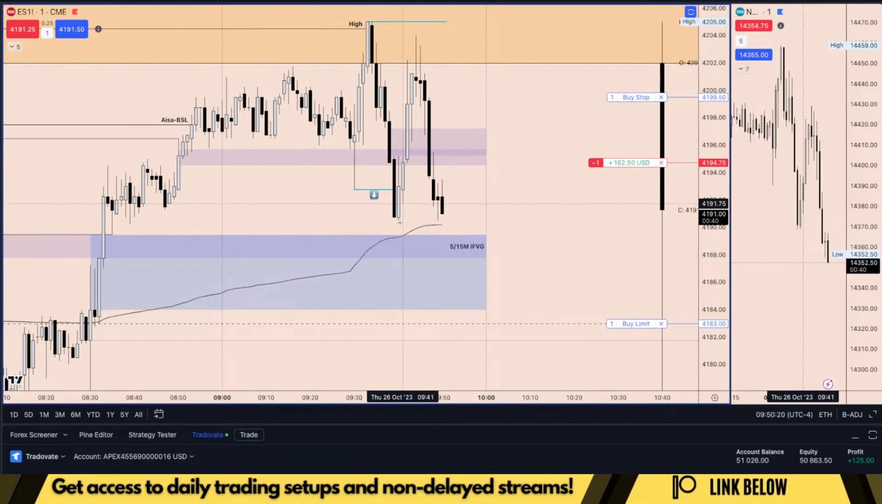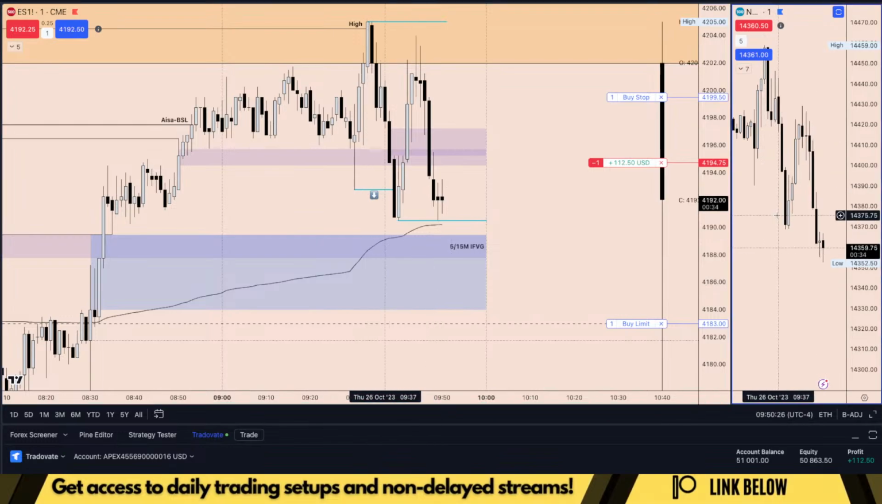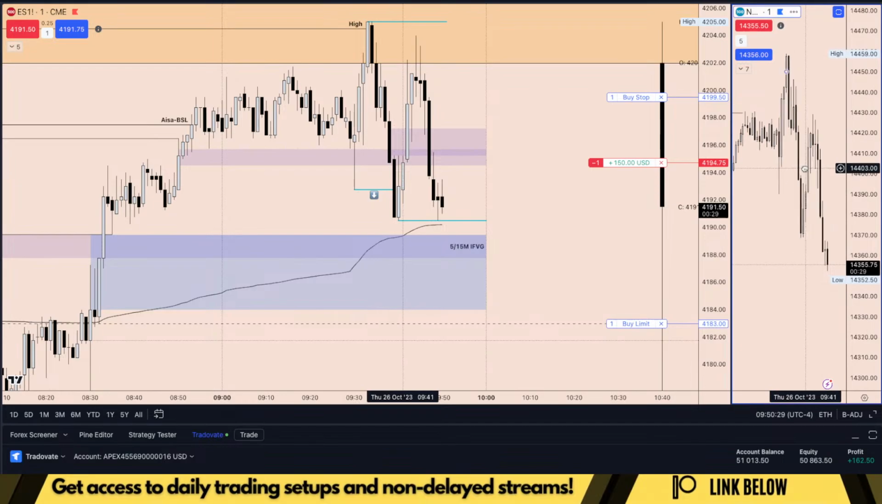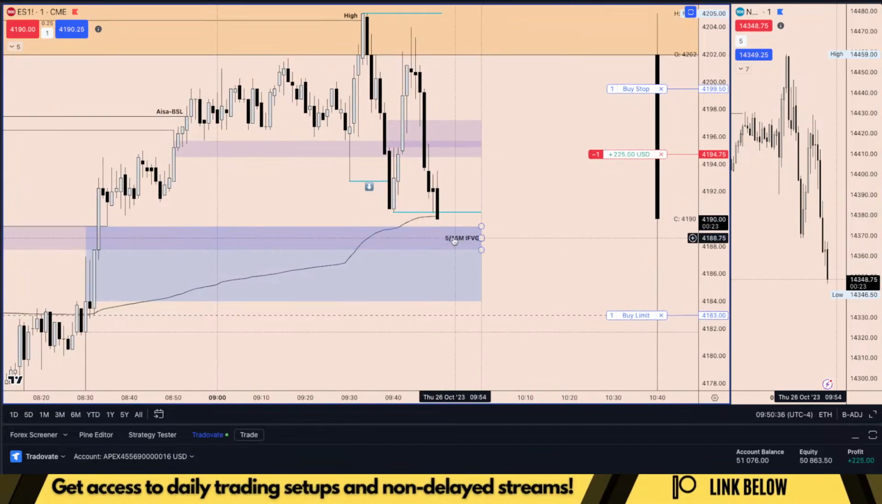Let me mark out these equal lows right here on ES. So I hope the model is clear also on NQ. We took the high, displaced, bearish fair value gap entry. Didn't retrace as much as ES did. On NQ I wouldn't have been stopped.